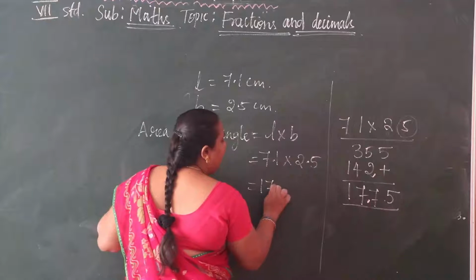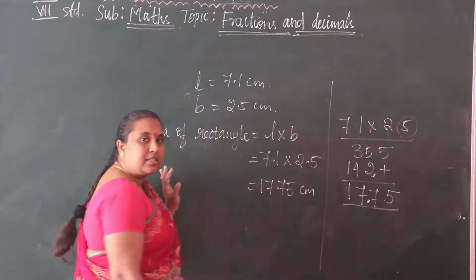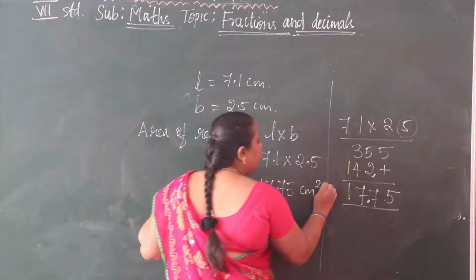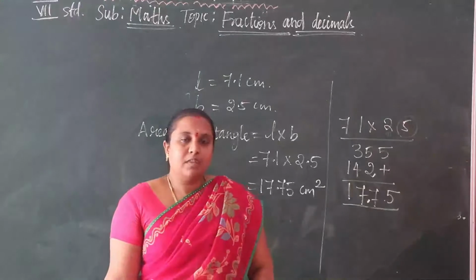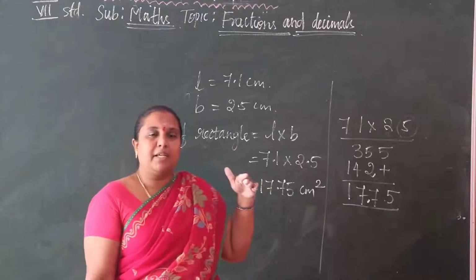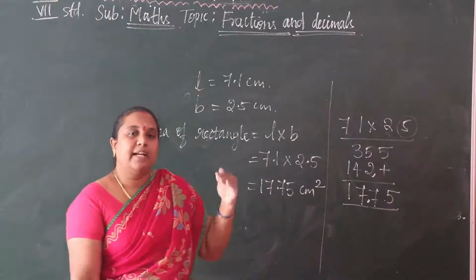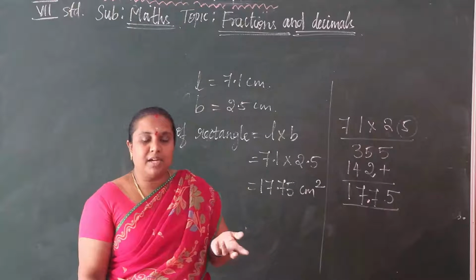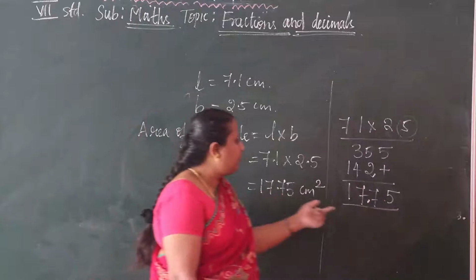So 17.75 centimeter square. We have to write the square here. Area of rectangle, unit square, that is centimeter square. Understood now? So now we saw multiplication of a decimal number by a whole number and a decimal number by a decimal number. We have to multiply by the normal multiplication method, and we have to put the decimal point in the answer we get.